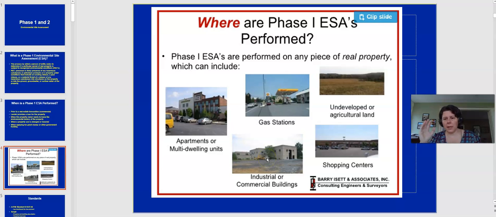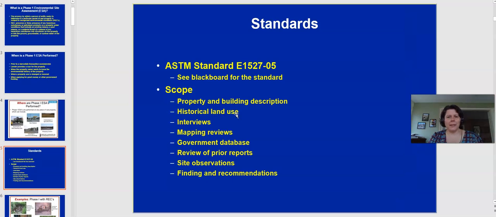We have one here in DeKalb. They're all over the place. Those are areas in which there was potential pollution. You can look at agricultural land, apartment dwellings. It could be anything, shopping centers, anything like that. So like I said, I can send you guys the ASTM standard. I can upload that to Blackboard.